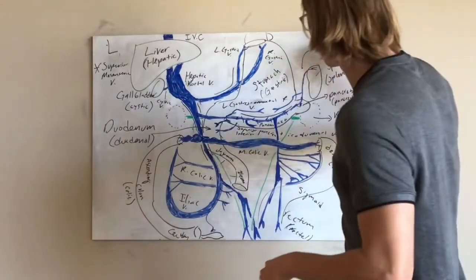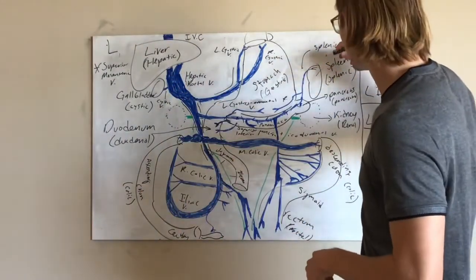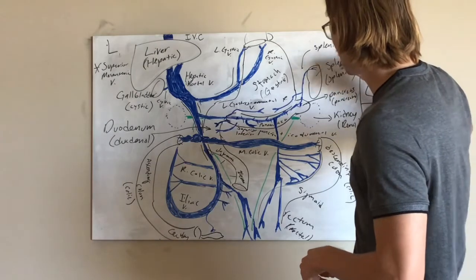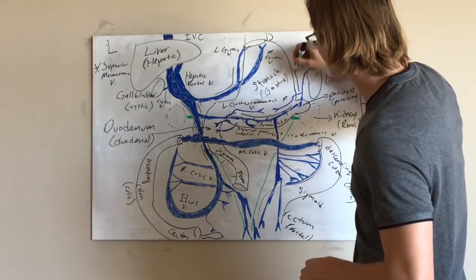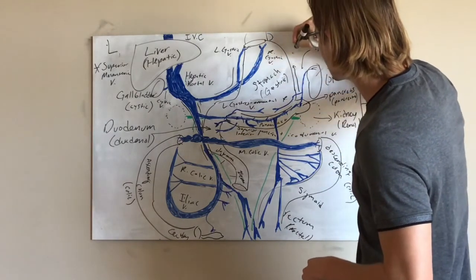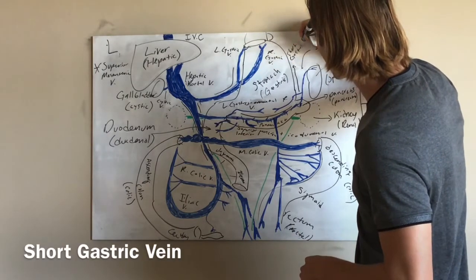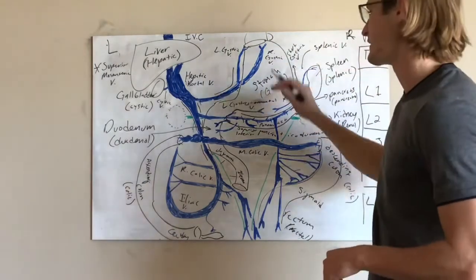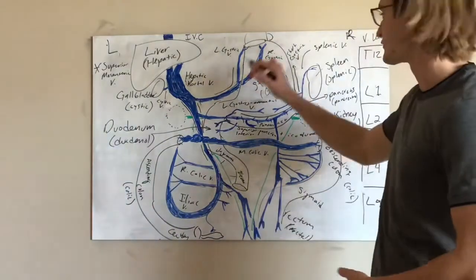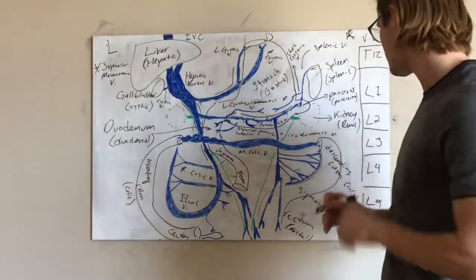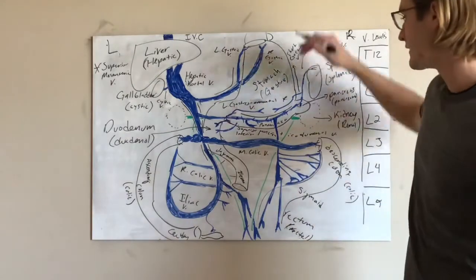Go over here. On this side, we're going to have the splenic vein. And then we're actually going to have one more vein up here, and that's going to be the short gastric vein. And that's also going to supply the stomach. So now let's head down.